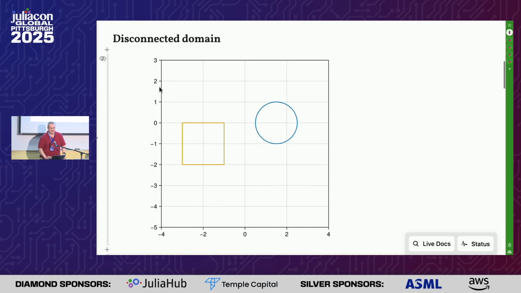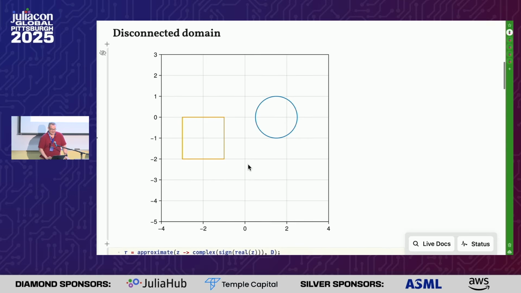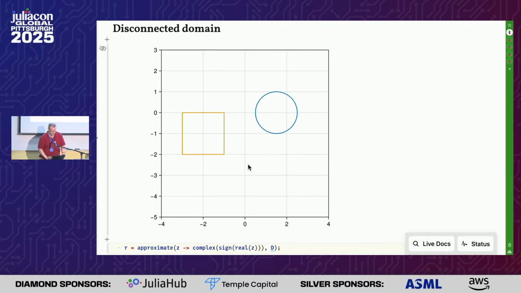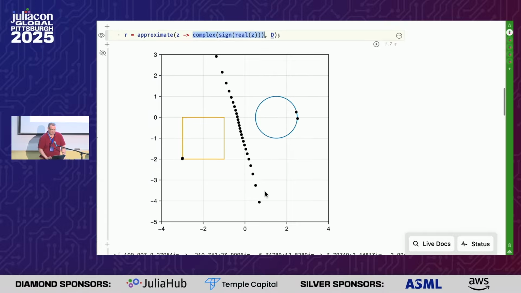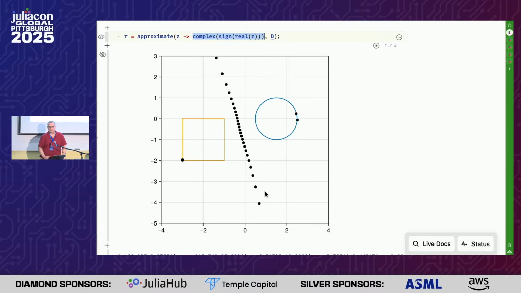Here's an example of a disconnected domain. So let's say I want a function which is -1 on the yellow square and +1 on the blue circle. Now, I can't do this in continuum mode yet. I haven't thought about the right way to represent that structure. So I'm running this in discrete mode, but I go ahead and approximate that sign function. And these are the poles that you get as a result. So you get this nice boundary between them.